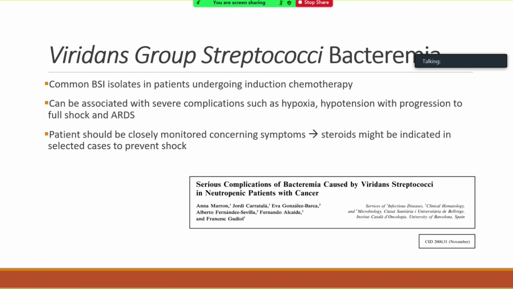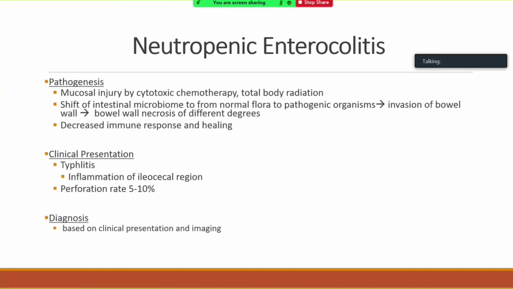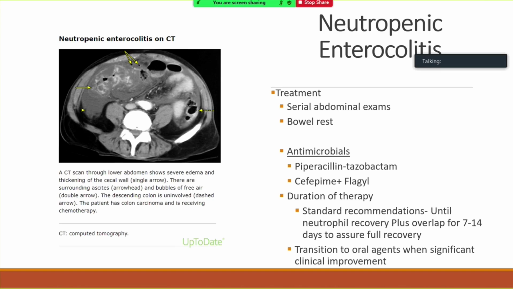If this is a patient with this particular condition who is really crashing, you might consider steroid administration. And I have a couple of slides on neutropenic enterocolitis that I think you can review later, but this is something else that you all should be aware of in neutropenic patients with abdominal pain. So remember, it's typically right-sided, your classic typhlitis, but it can sometimes happen in other colonic distributions as well. And I think I will stop here.